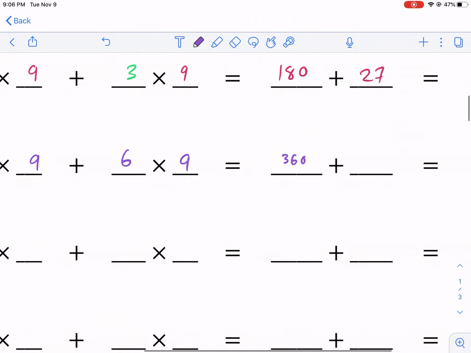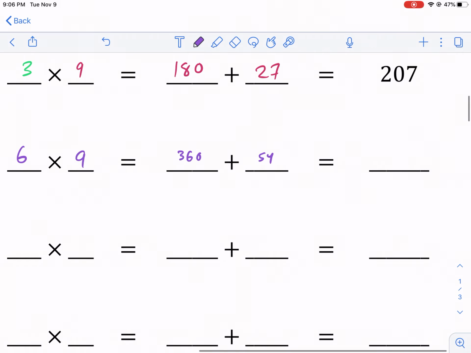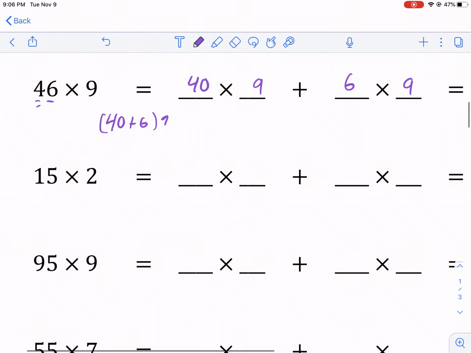Now, 40 times 9, we know is 360. 9 times 6, we know is 54. We add those two together, and we get 414. Okay, let's do a few more.